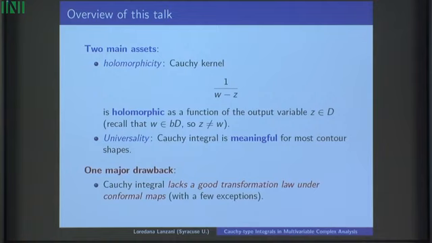It has, however, one major drawback, and that is that the Cauchy integral lacks a good transformation law under conformal maps. This is a rather general statement; I will be more specific later. The general idea is that if there is something good I can say about the Cauchy integral on a circle, is there a law that will allow me to transfer that same kind of result to the Cauchy integral over an arbitrary curve? Unless the curve is very special, unless you're talking about a line and a circle, that's very difficult to do because there is no transformation law under conformal maps.